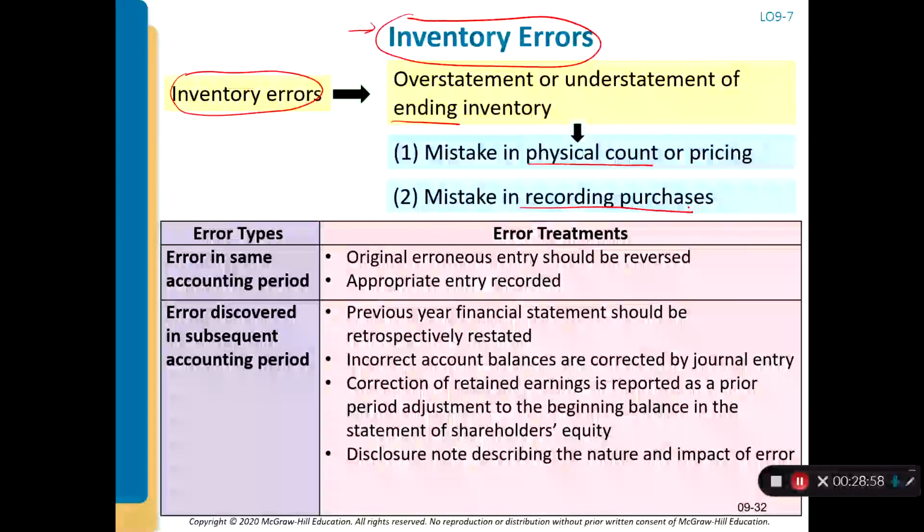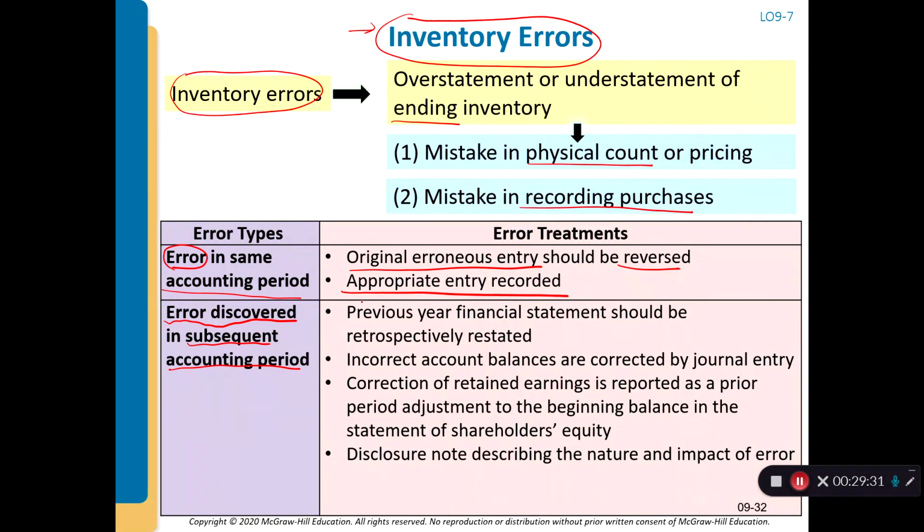Such mistakes can be treated as two different kinds. First of all, if you made this error and it is found in the same accounting period, that's easy. The only thing you need to do is to reverse the erroneous original entry and then make a correct journal entry to correct it, right? And then the second case is when the error is discovered in a subsequent accounting period, you didn't realize when you made the error, and years later you find out.